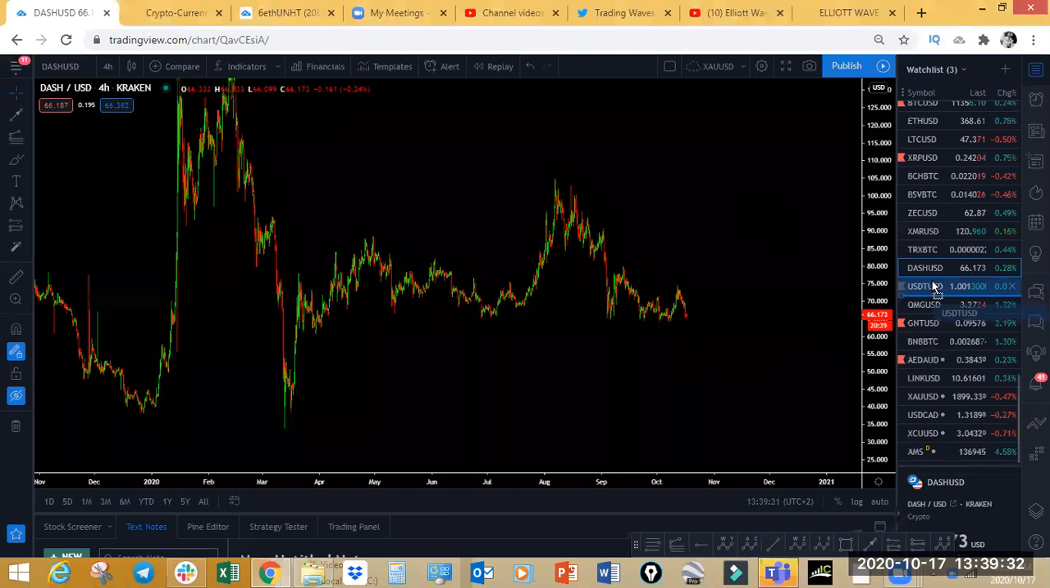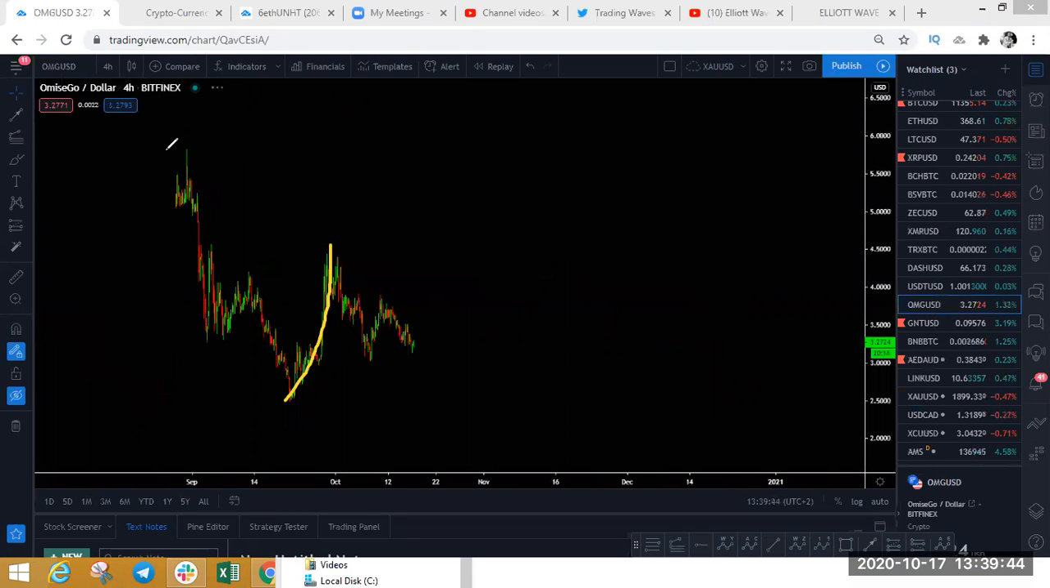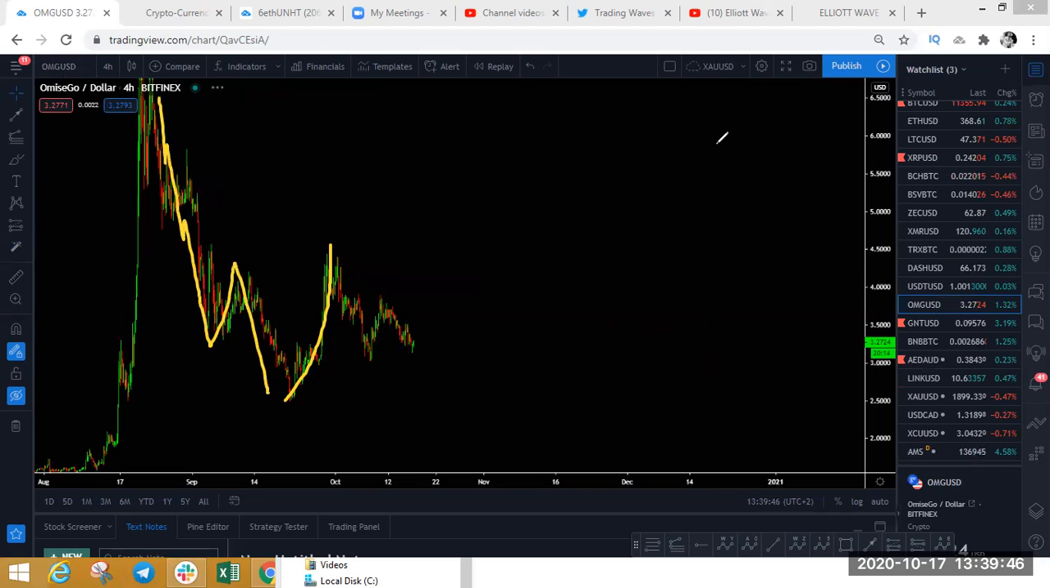Omisego. Let's look at the Omisego. Right, Omisego. Simple structure really. We've got a pulsing move up here. After the big move to the downside, we're coming down here with a 3-wave structure. This looks like it's going to make a bounce here, make a bounce before dropping to the downside.